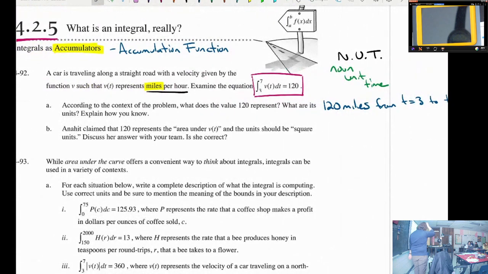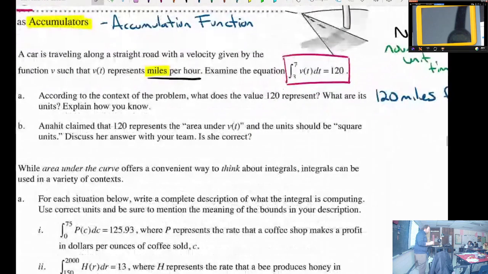In question B, you have somebody claiming that 120 is the area under v of t, and so the unit should be square units, and that's a misconception. Yes, we can measure an integral by using area, but that does not mean that an integral is always in terms of area. This represents 120 miles in this problem. That's the key. So question B is all about what's going on.